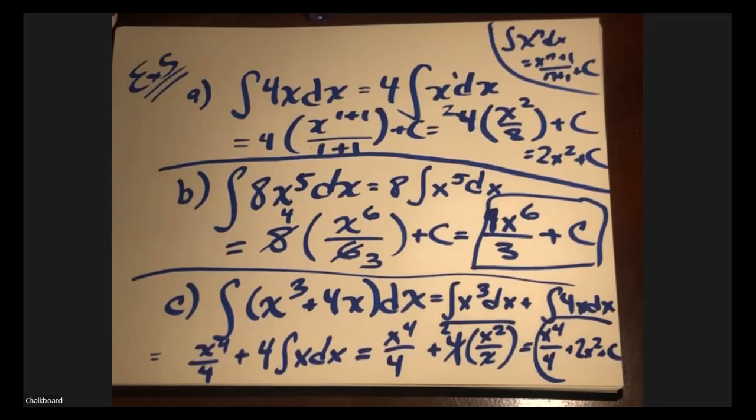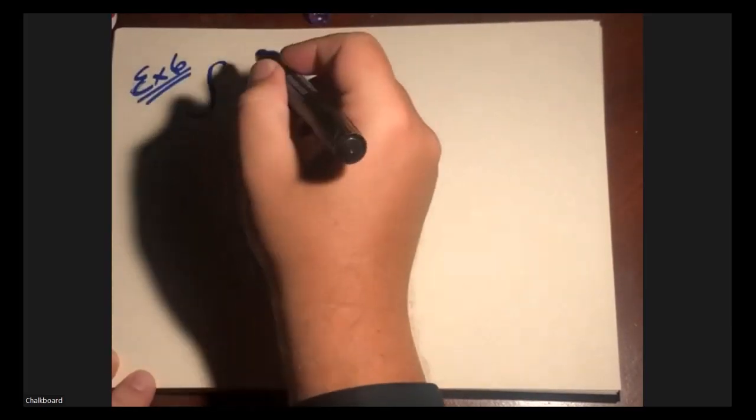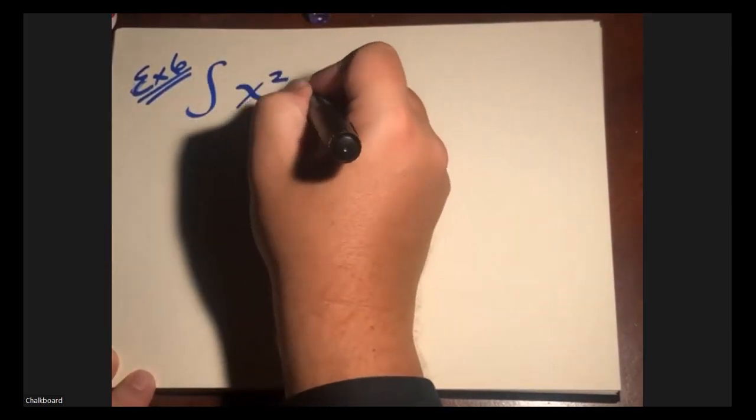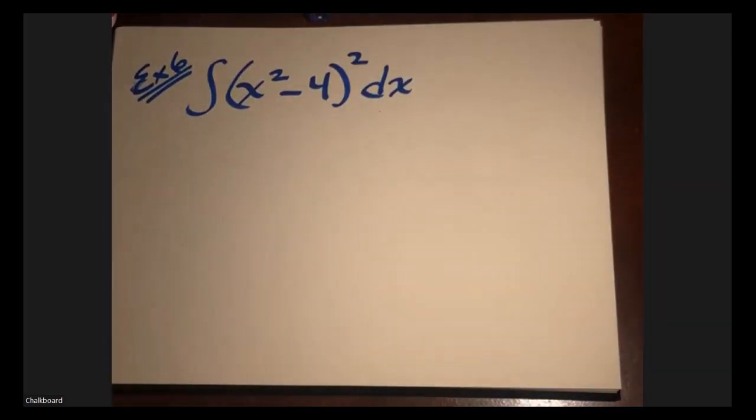For example 6, we're asked to do the integral of x squared minus 4 quantity squared. Right. So take a look at this case.